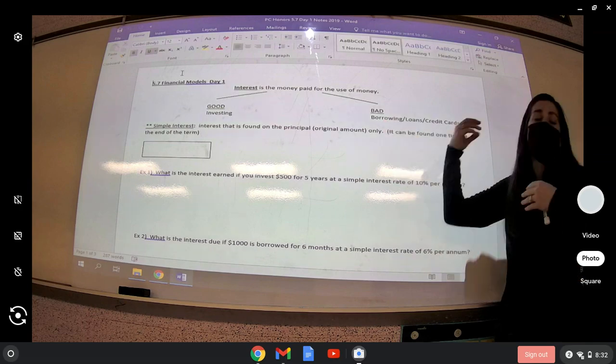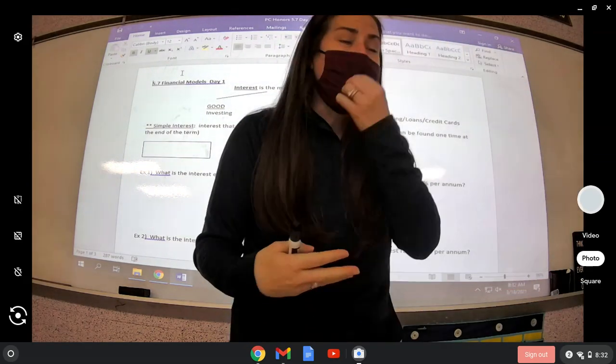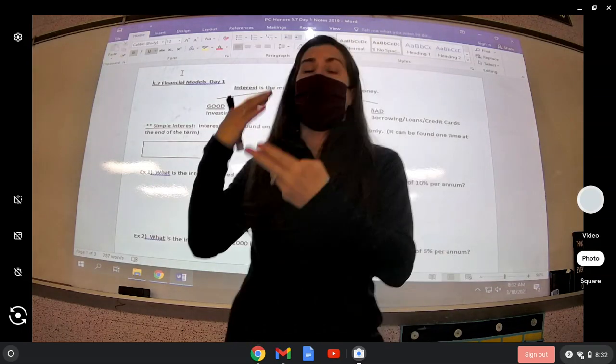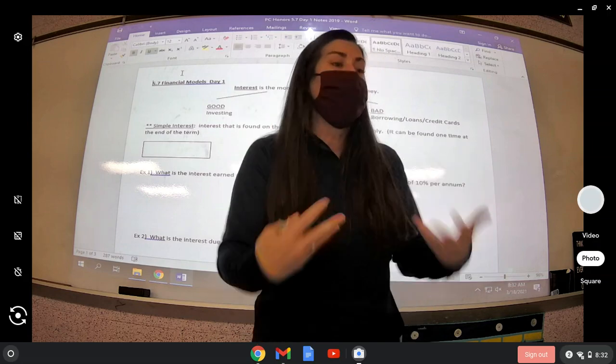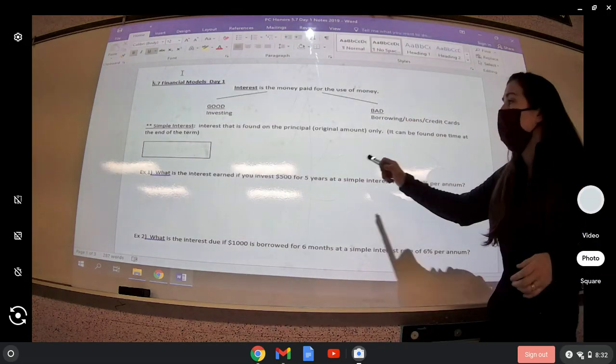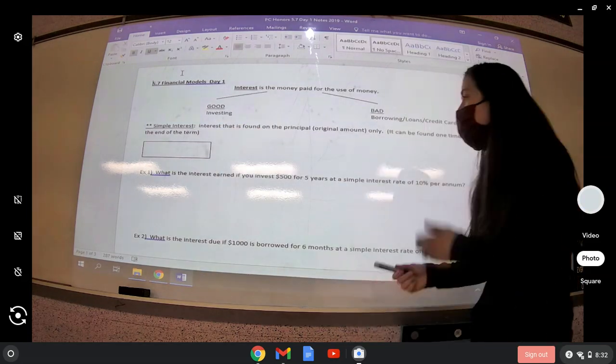When you borrow money on credit cards, you're probably going to have a credit card at some point, and you're going to borrow money at some point, whether you go to buy your first car or your first house. You are going to loan money from a bank, okay? And that's the bad interest. For the most part right now, we're going to be dealing with the good interest on the investing side, okay?